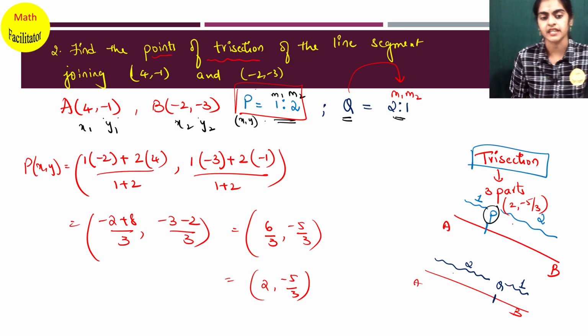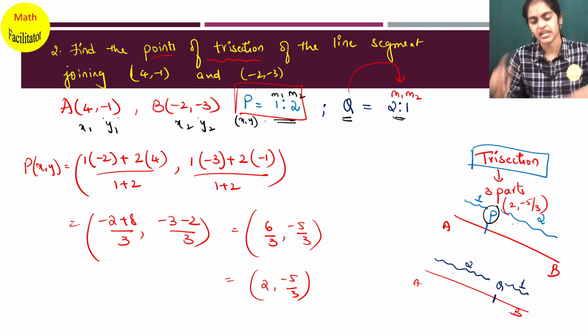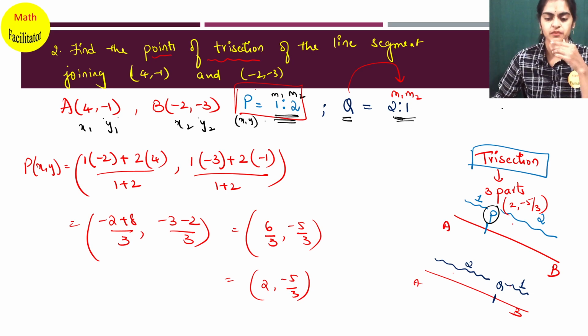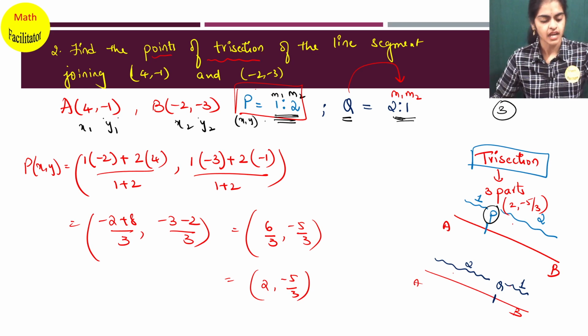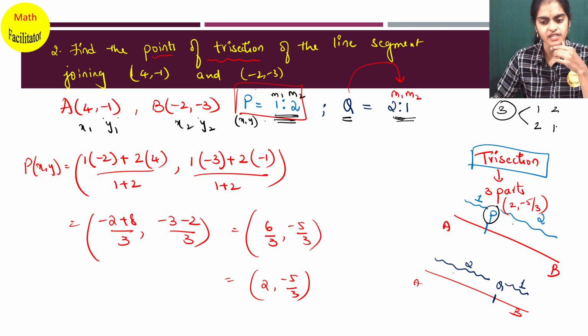Before that, again I am telling you, whenever points of trisection are given to you, the ratio will not be given in the question. You'll have to take the ratio as 1 is to 2 and 2 is to 1. Just remember, trisection means 3 parts. How do you get 3 parts? Either 1 plus 2 gives you 3 parts, or 2 plus 1 gives you 3 parts.